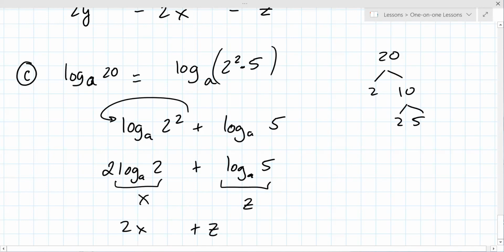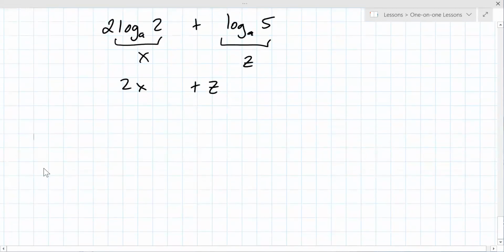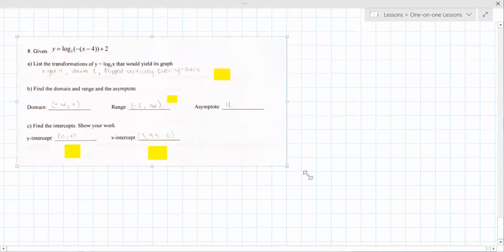Now, if it truly is log base 3 of 20, I'm not sure what your instructor had in mind there, so you may want to confirm with him or her on that. All right, the next question here.